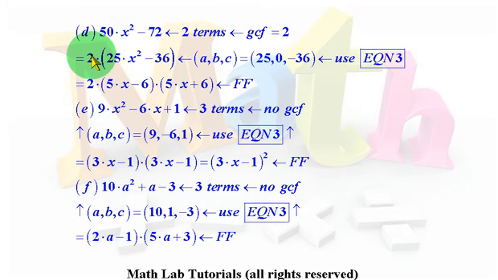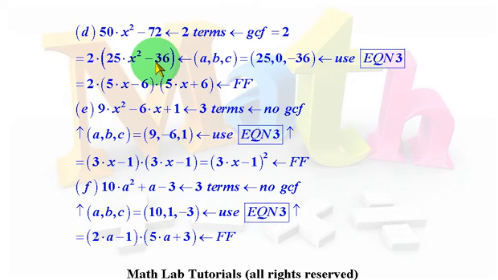50 divided by 2 is 25, so we write down 25x squared. Minus 72 divided by 2 is minus 36, and we're done with the balance. Inside the brackets over here, we identify this as a quadratic, and the coefficients a, b, and c are 25, 0, minus 36. And we could use the EQN3 button on the calculator to actually factor the inside of the brackets. That is to say, to factor the quadratic.